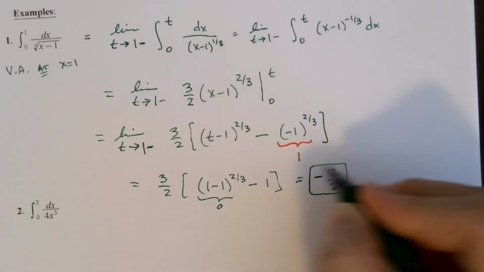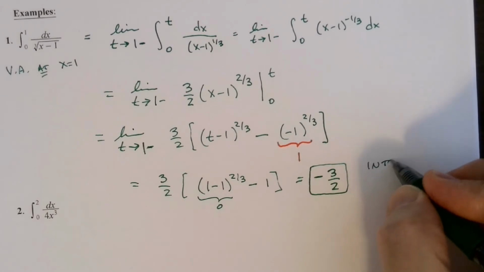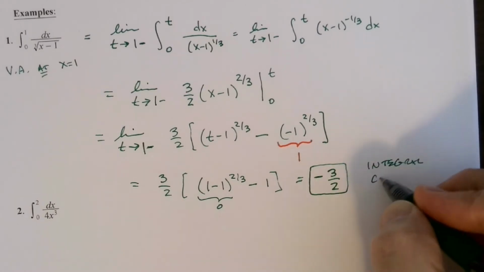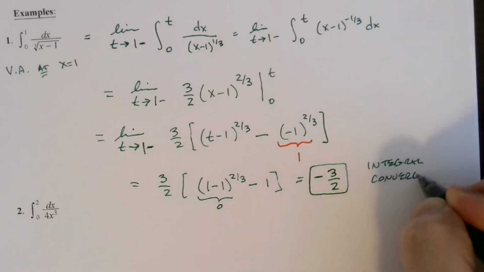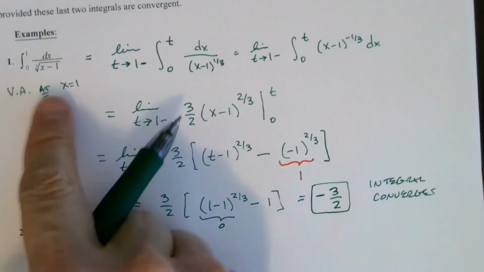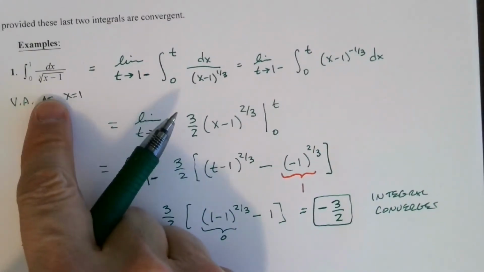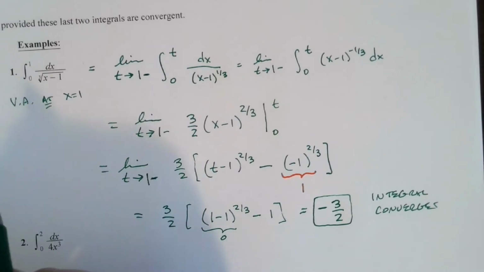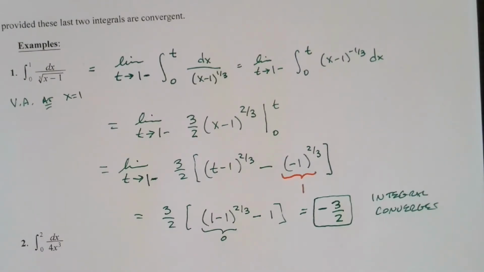I get negative 3/2. What does this mean? The integral converges. And why am I getting a negative number? Well, if you were to graph this function over the interval from 0 to 1, you would see that it's actually going to be below the x-axis. And so you're getting that negative area. That's what's happening. Okay. Let's try another one.